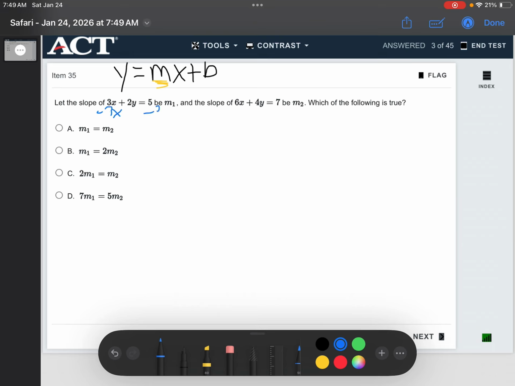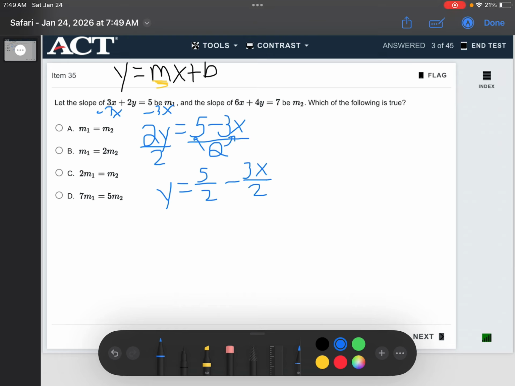So I'm going to subtract 3x from both sides. So in our first equation, we end up with 2y equals 5 minus 3x. And then to get the y by itself, I divide by 2. Remember, I have to divide this entire side by 2. Doesn't necessarily matter for the y-intercept part right now, but it's just good practice. So the 5 gets divided by 2, so we have 5 halves, and then the negative 3 gets divided by 2, so we have minus 3x over 2. So here's my slope, right? The number that is connected to the x.